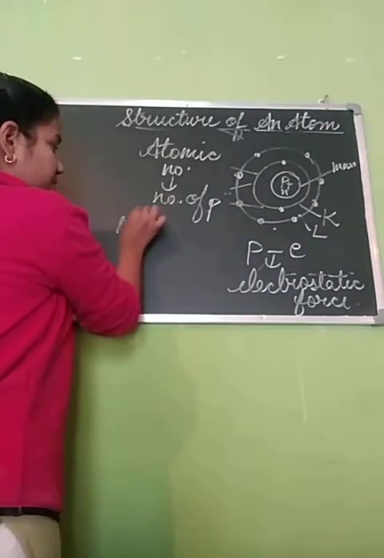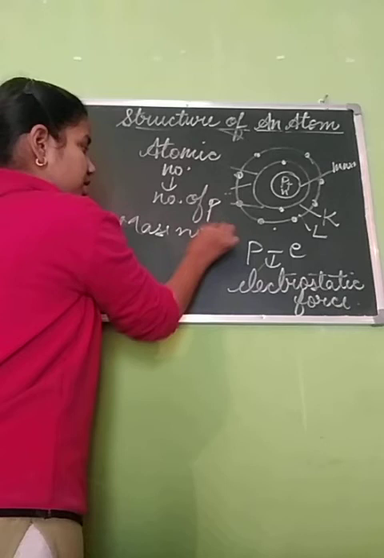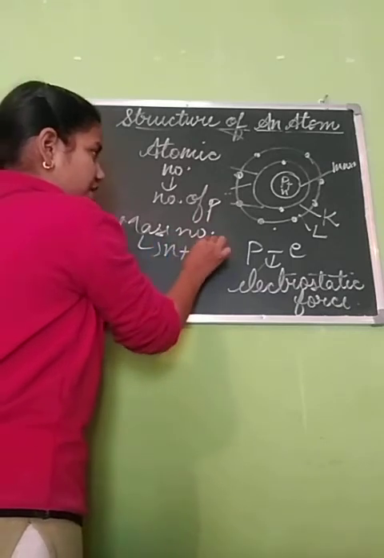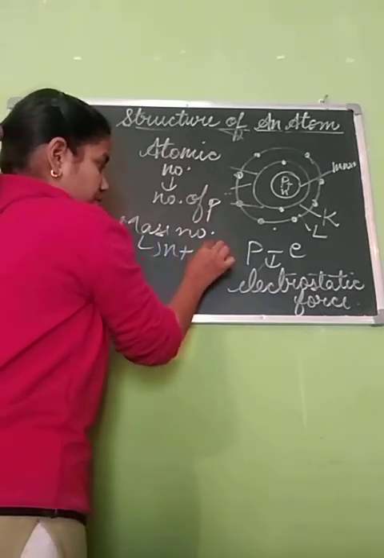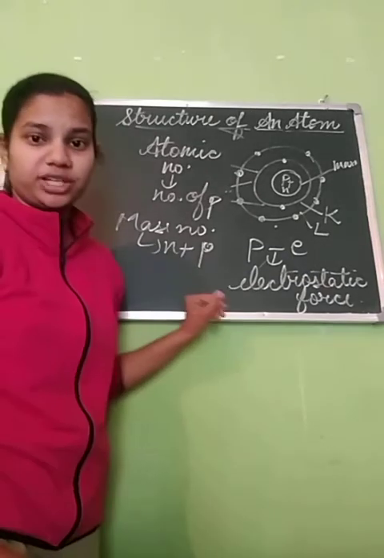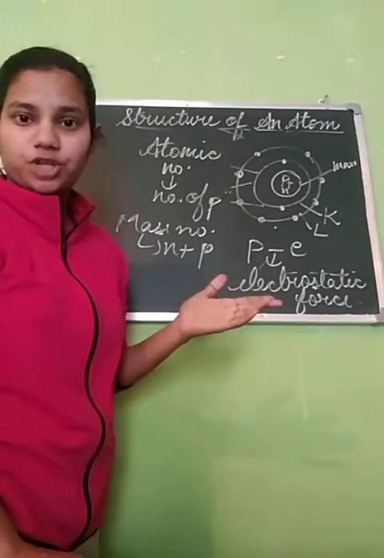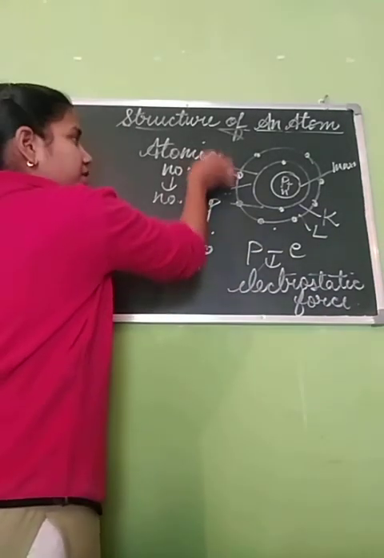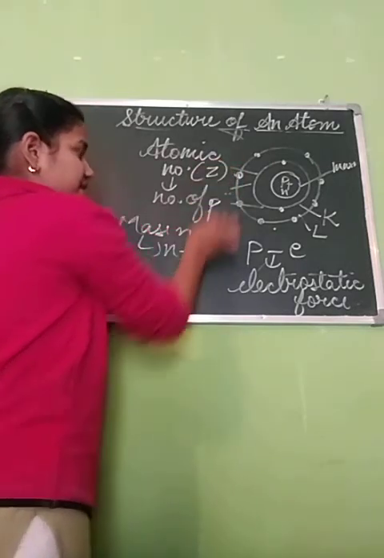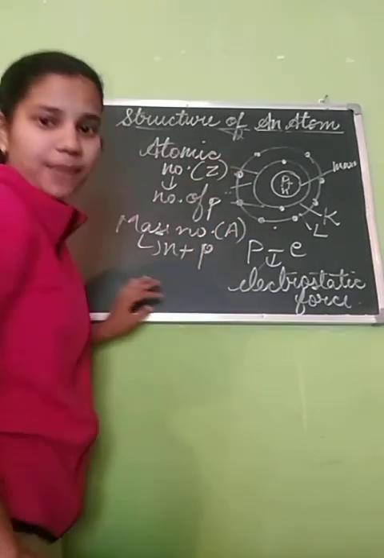The mass number is the number of protons plus the number of neutrons inside the nucleus. The atomic number is denoted by the capital letter Z and the mass number is denoted by the capital letter A.